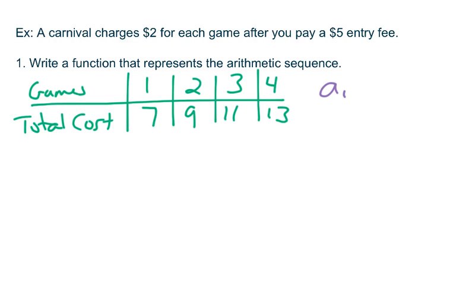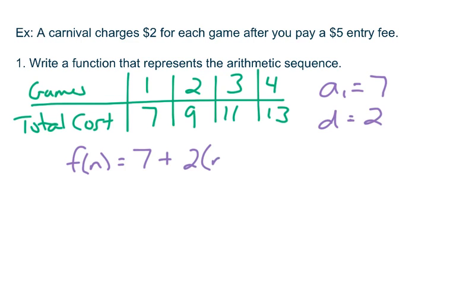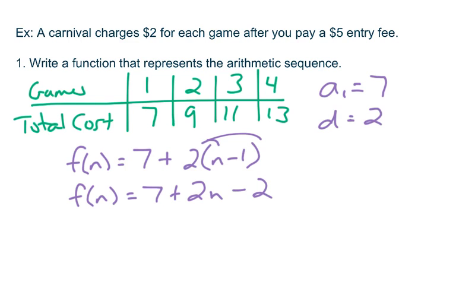Our first term, a sub 1: if I want to play 1 game, that's going to cost me $7 total. For each additional game, the common difference is going to be $2. So let's figure out our function for the sequence. We'll have f of n is equal to our first term, 7, plus our common difference, 2 times n minus 1. Every time we're going to have n minus 1. We can distribute here, so f of n is equal to 7 plus 2n, and 2 times negative 1 is negative 2.